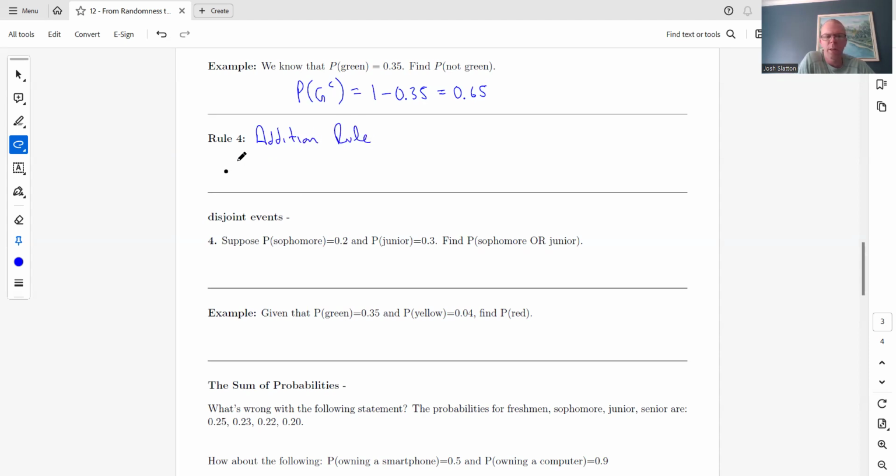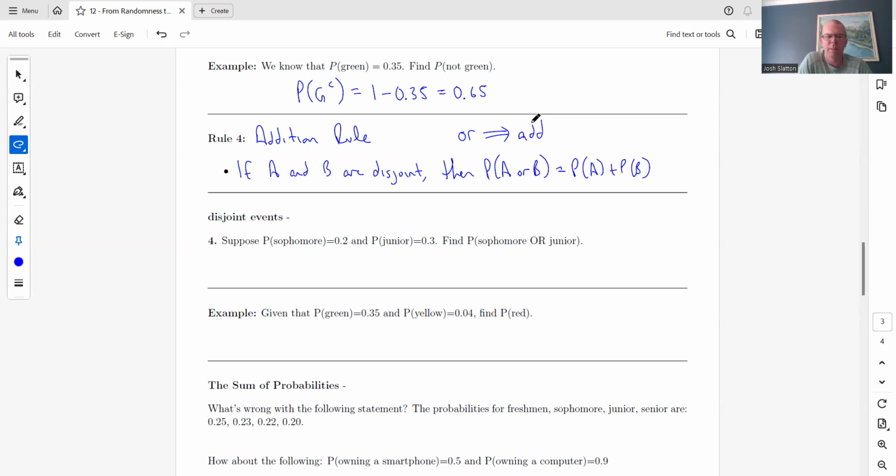So the addition rule says if A and B are disjoint, then the probability of A or B equals the probability of A plus the probability of B. And we'll talk about what disjoint means in a minute. But for this, I want you to write or implies add. So if you ever have an or problem, it always means add.